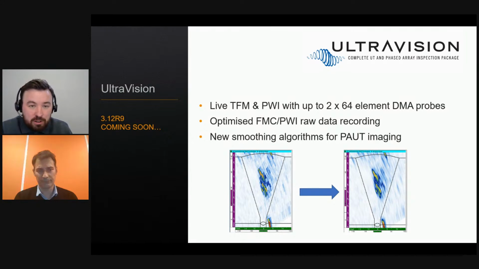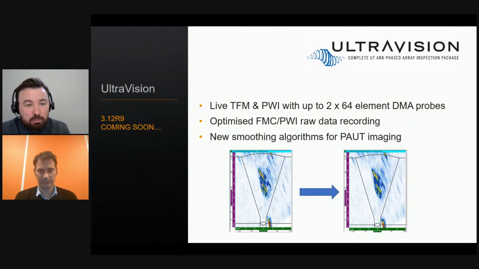Similar improvements to SNR that you see on that challenging application Fred just described. There was a presentation, a coffee break we did recently on austenitics and dissimilar metal welds using DMAs, which shows some very good results, improved SNR with PWI methods. And we've, in the background in UltraVision, some optimized FMC PWI raw data recording. So this is just to improve the speed and efficiency at which we save raw FMC or PWI data to increase the speed and throughput if somebody is using that.